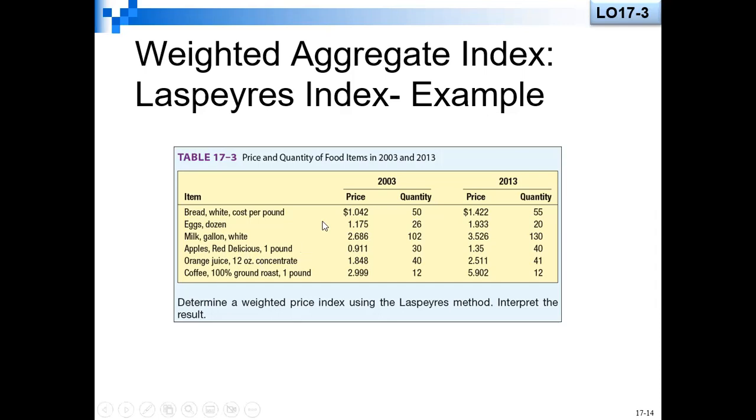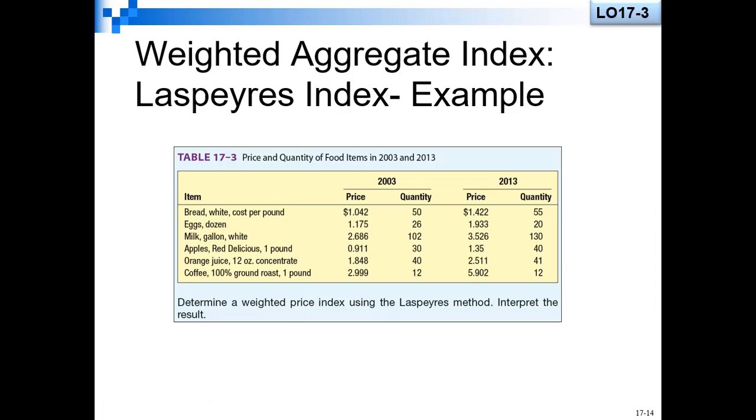Okay? So in 2003, you consumed 50 pounds of bread, 26 dozen eggs, 102 gallons of milk, 30 pounds of apples, 40 12-ounce units of orange juice, and 12 pounds of ground roast coffee. That's what you consumed in 2003. But in 2013, you consumed a different set of quantities.